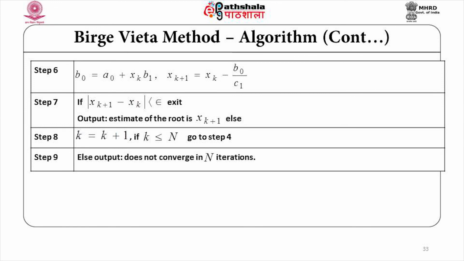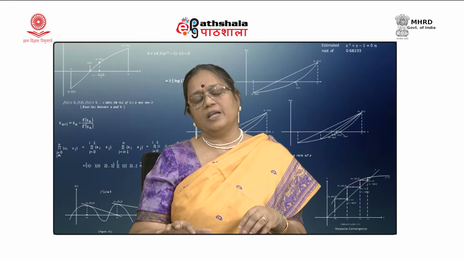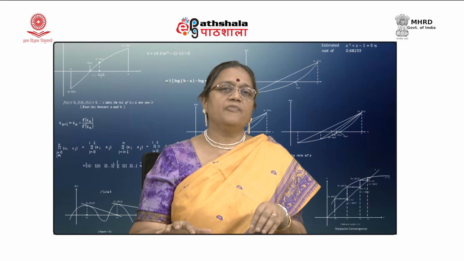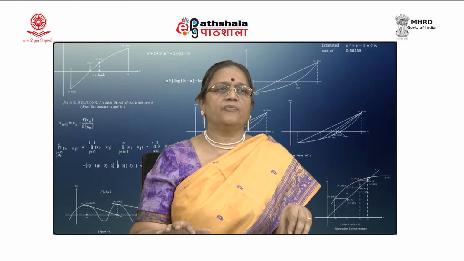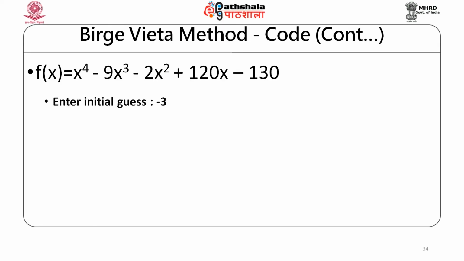So, the method is exactly the same as Newton-Raphson, but the method of evaluation of the polynomial and its derivative is a very efficient one, which reduces the number of operations to a great extent, from quadratic to linear, from the order of n square to the order of n. Now, let us take this example and illustrate how to go about it.